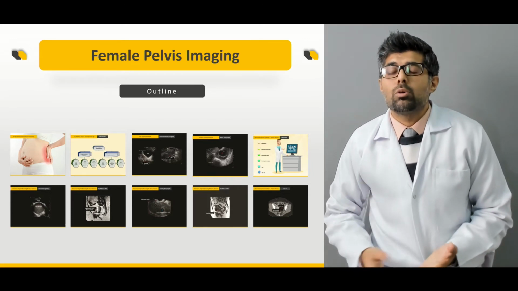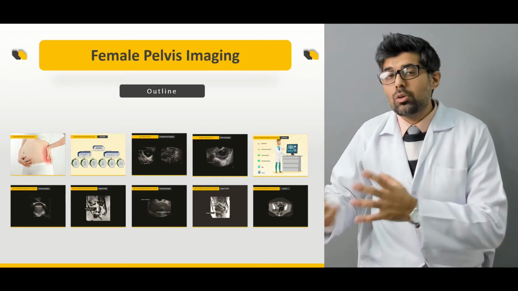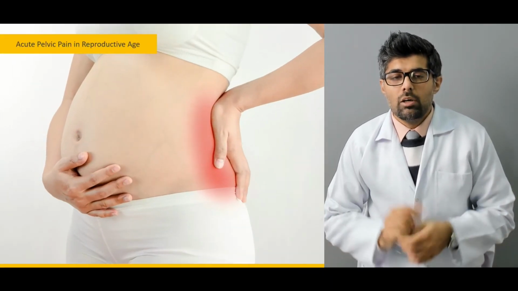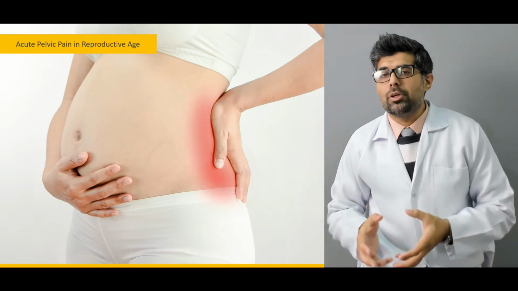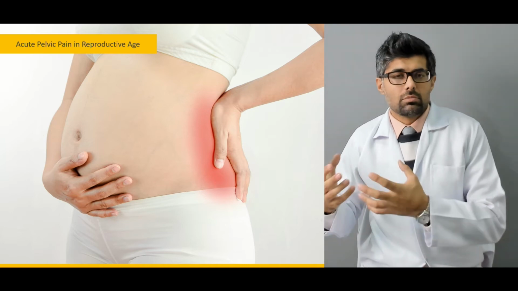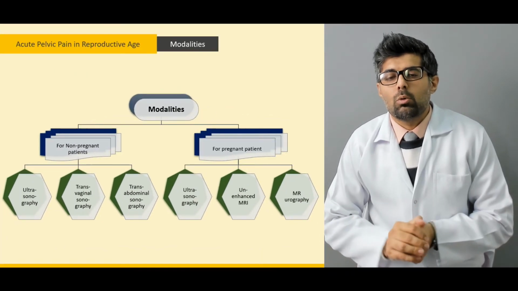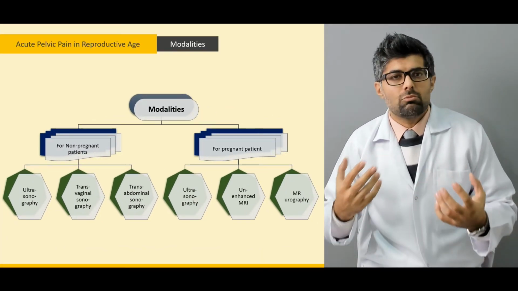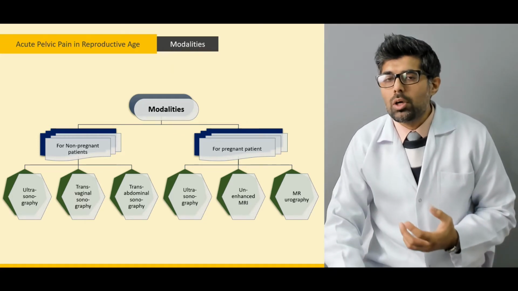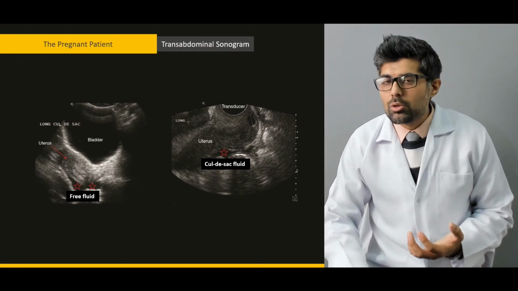Then we'll learn about pelvic masses and acute vaginal bleeding and how they are related to each other. So, first we'll learn about the reproductive age, what it is and how it affects our imaging. Next, we'll learn about its modalities, which one to use in the pregnant patients, which one to use in the non-pregnant. Then we'll learn about the typical examples of the transabdominal sonograms.